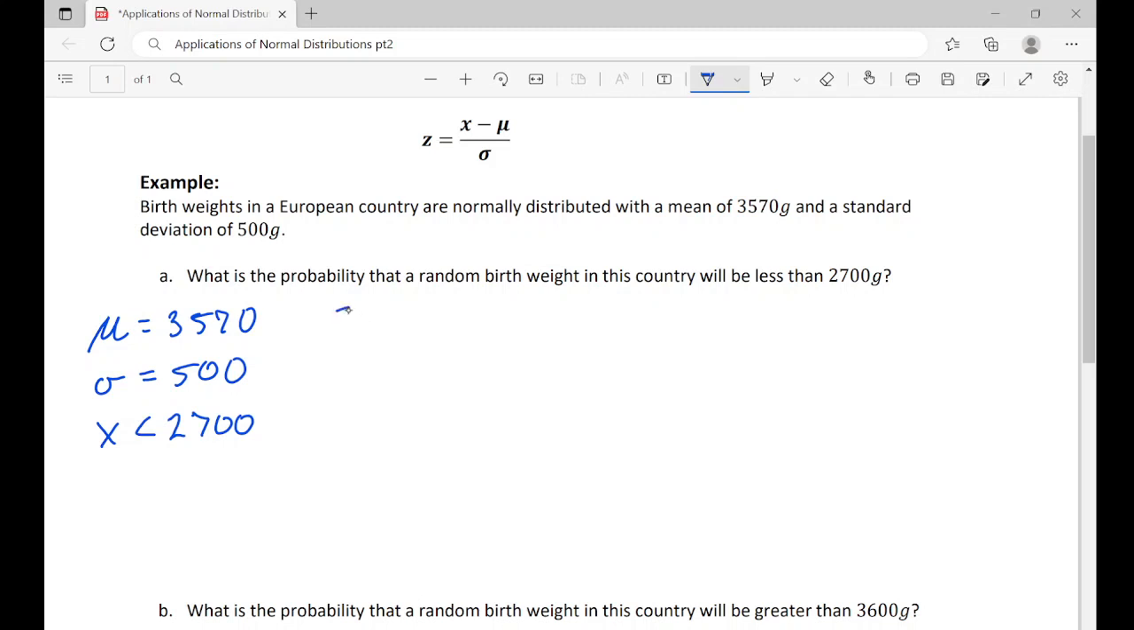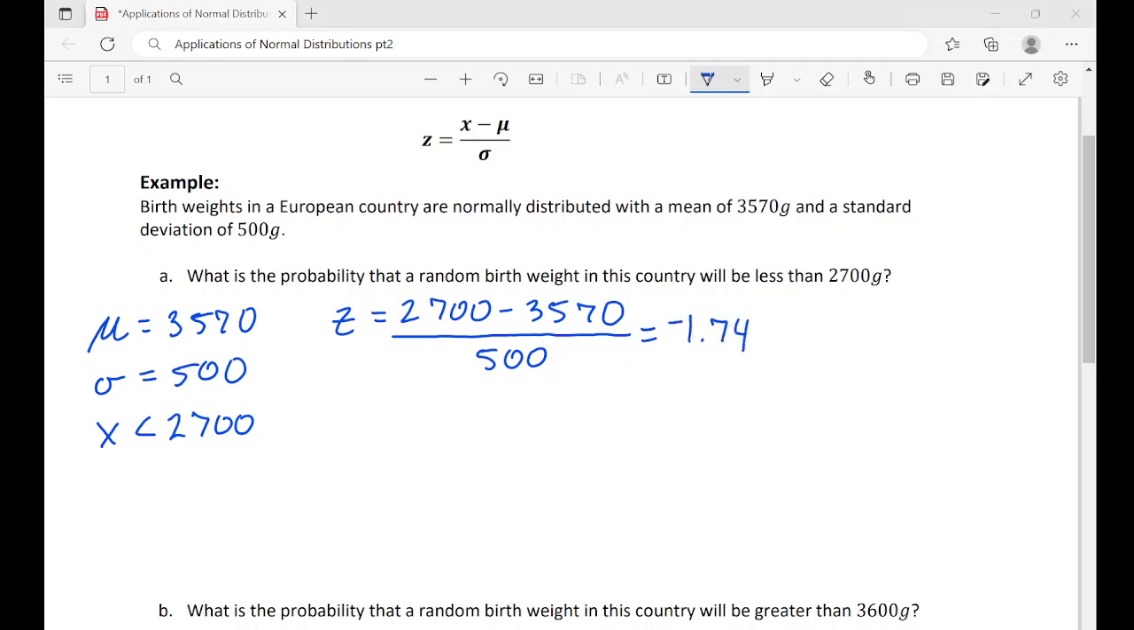Once we have all of that set up, we just plug into our z-score formula and see what we get. So z equals 2,700 minus 3,570 divided by 500. And when we do that, we're going to get negative 1.74. So not too bad. But now we need to find out the probability.